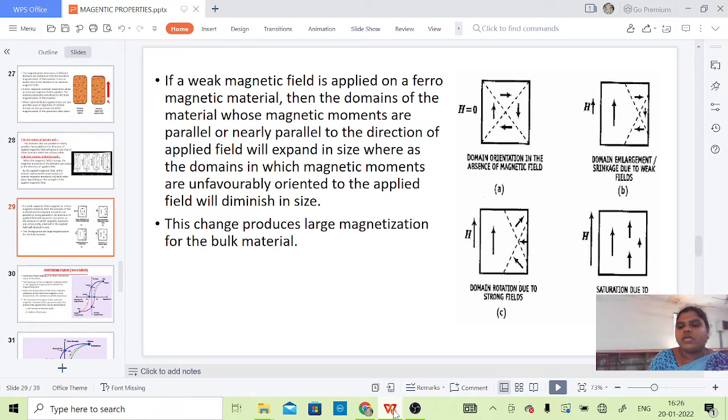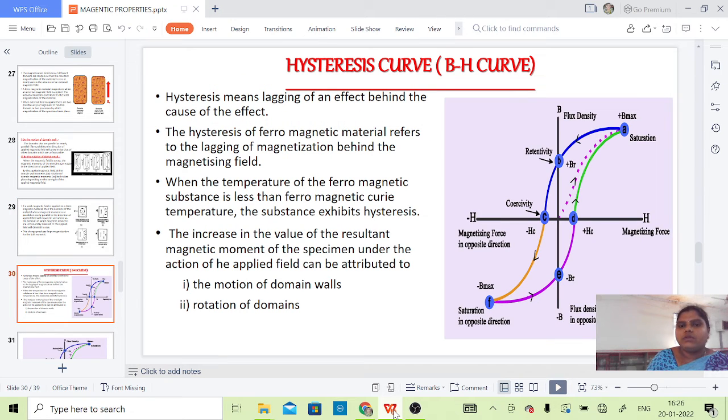Next, the hysteresis curve, also known as the BH curve. Hysteresis means lagging of an effect behind the cause of the effect. The hysteresis of ferromagnetic material refers to the lagging of magnetization behind the magnetizing field. The hysteresis concept arises only for ferromagnetic material, because of the lagging of the magnetization behind the magnetizing field. This is explained by the hysteresis curve.